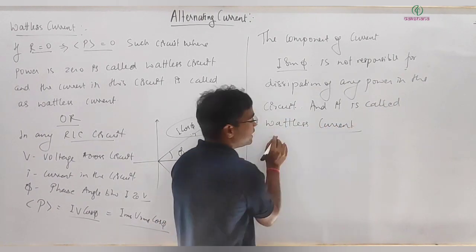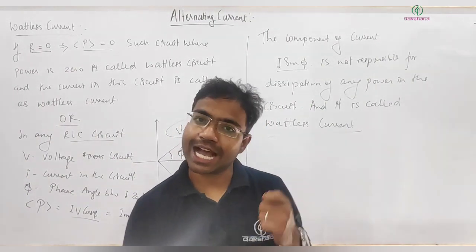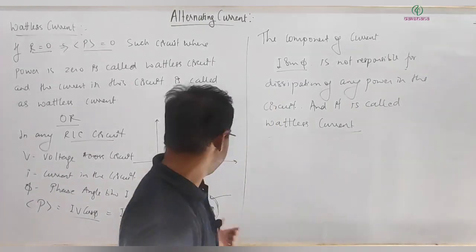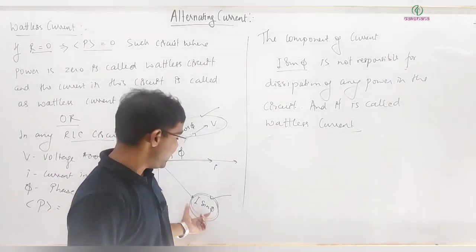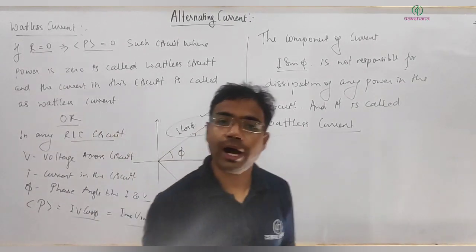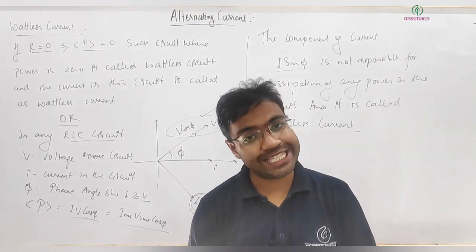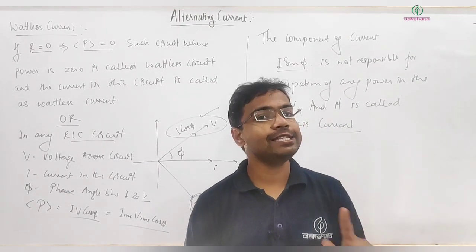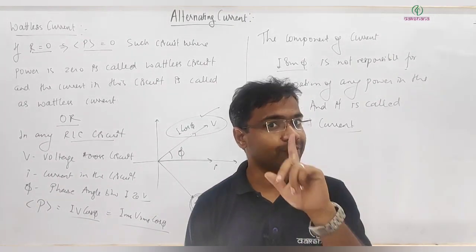So it's just a simple definition. You can look at this diagram, look at this circuit. If there is R, then you need to find the current I through the circuit and phi. So I sin phi will be your wattless current. If there is no R in the circuit, maybe only an LC circuit, or maybe only L, or maybe only C, in either condition, simply get the current value. That current will be your wattless current.